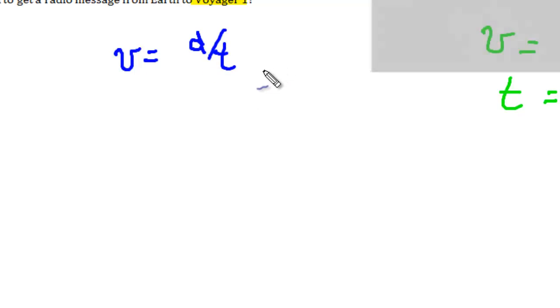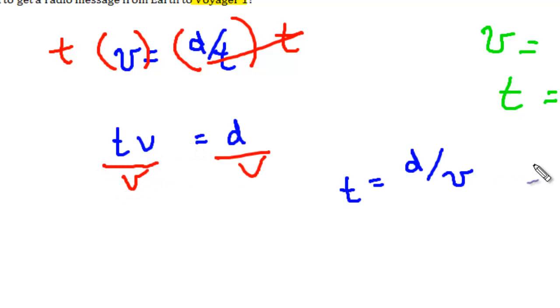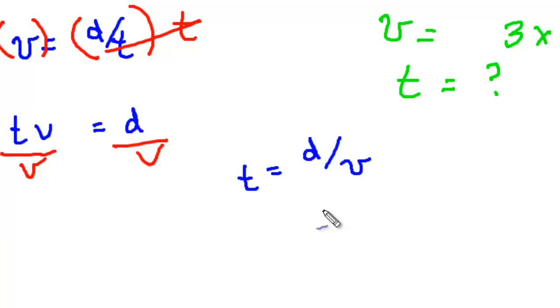In this case, it might be advantageous to rearrange the equation first. So we've got the unknown in the denominator, and the first thing we do when we have an unknown in the denominator is get it out of the denominator. So we do that by multiplying through by t. And then we have t times v equals distance, and of course we get rid of the v on one side. So we have our rearranged equation. Now we just have to substitute in and solve.